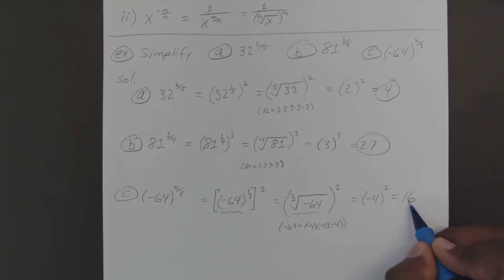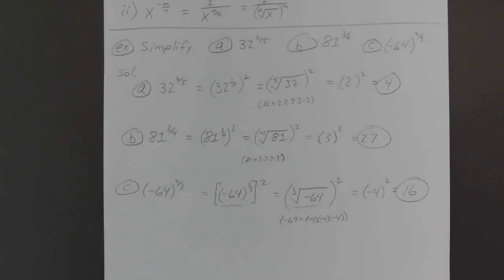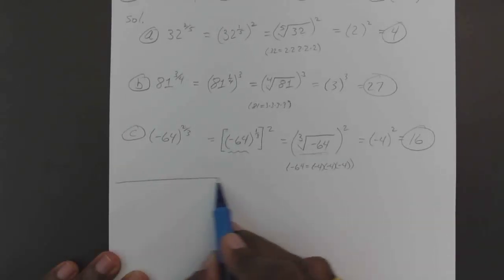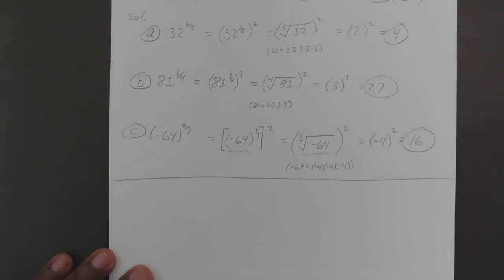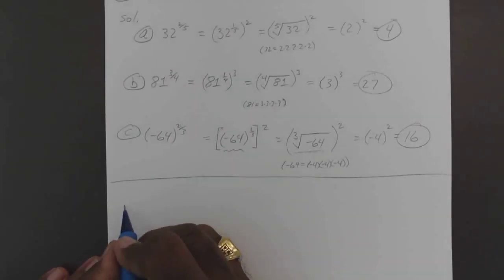Which is positive 16. So negative 64 to the 2/3 power is 16. Okay, so let's do one more, but this time with a fraction. And yeah, I'll do it under here.